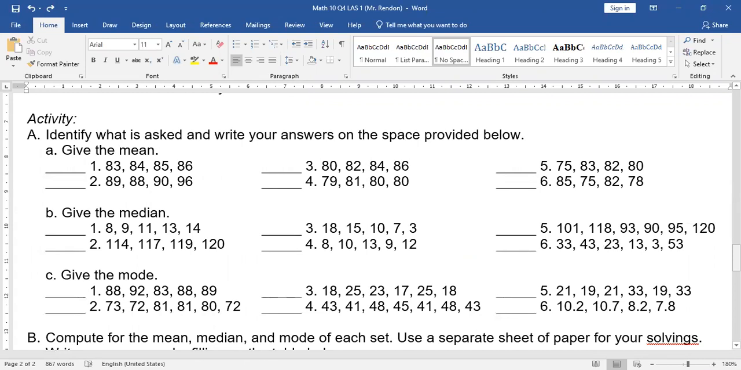Sir, I have a question. What do we write if there is no mode? None. Do not put 0. Again, if there is no mode, do not write 0, because 0 will be considered a number. Just write none. Thank you for clarifying. If there is no mode, just write none.